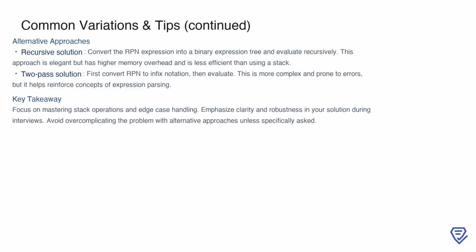Another alternative is a two-pass solution, where you first convert the RPN expression into infix notation and then evaluate it. While this method reinforces concepts of expression parsing, it's more complex and prone to errors, so it's not recommended unless explicitly required. The key takeaway here is to focus on mastering stack operations and handling edge cases effectively.